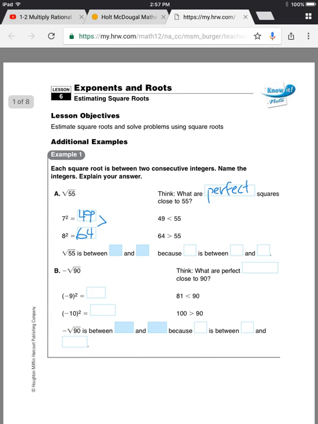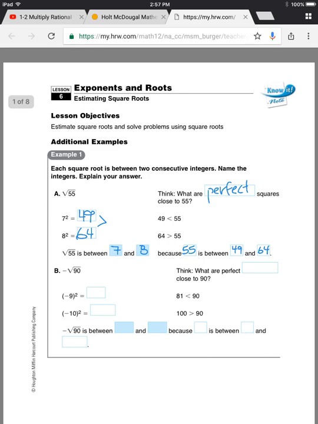Correct? So, 55 is between the square root of 49, which is 7, and the square root of 64, which is 8, because 55 is between 49 and 64. So you just have to know your doubles with multiplication. That's really all you have to know.